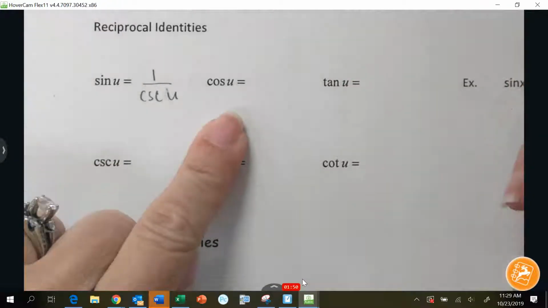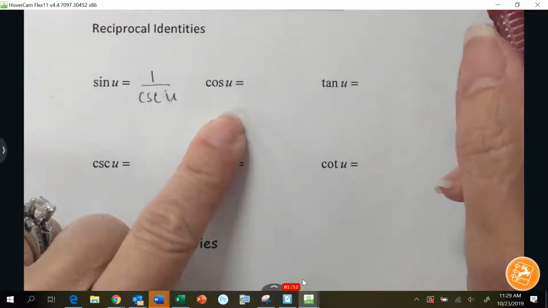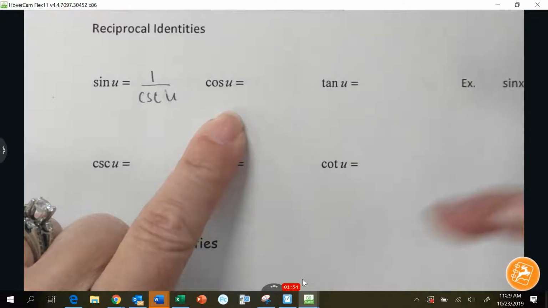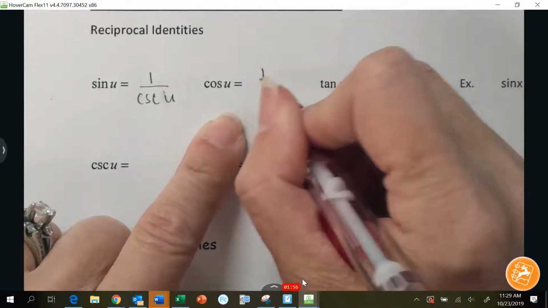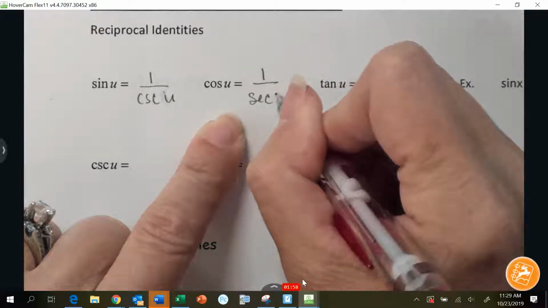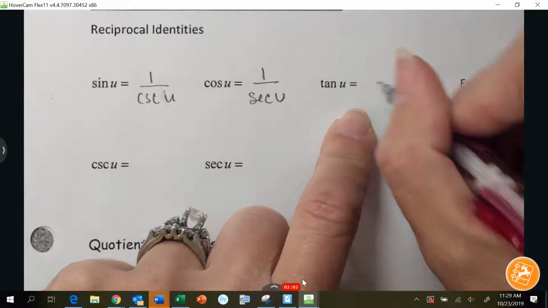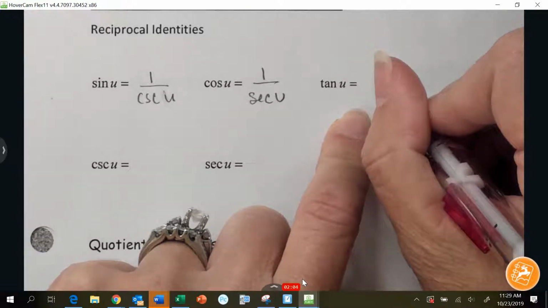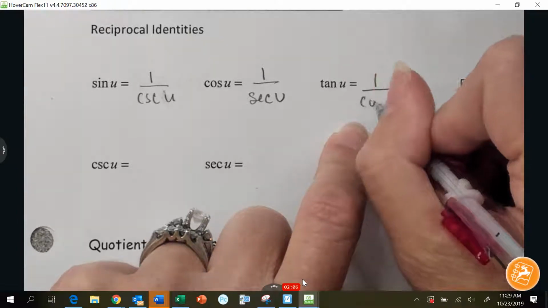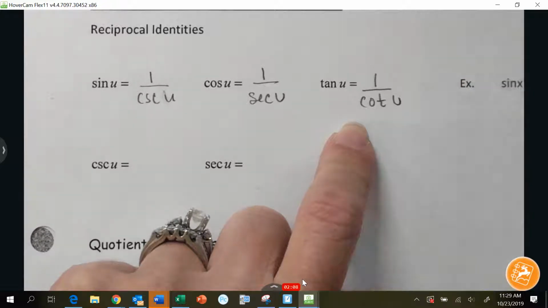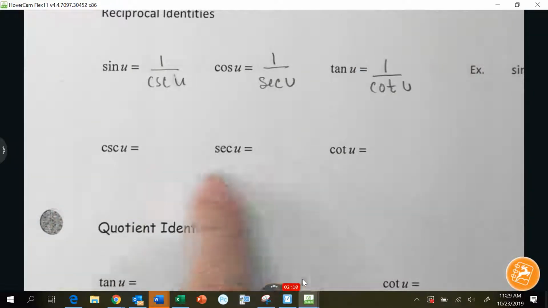So using that, what would cosine u, reciprocal cosine u equal? 1 over secant u. The reciprocal identity of tangent will be 1 over cotangent u. Can you try the next three, which are these bottom three?